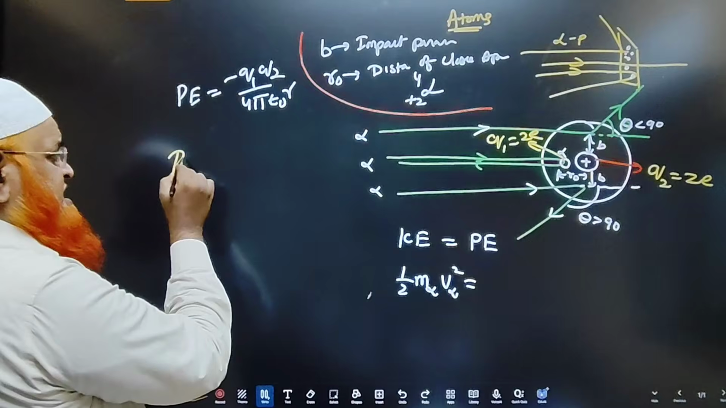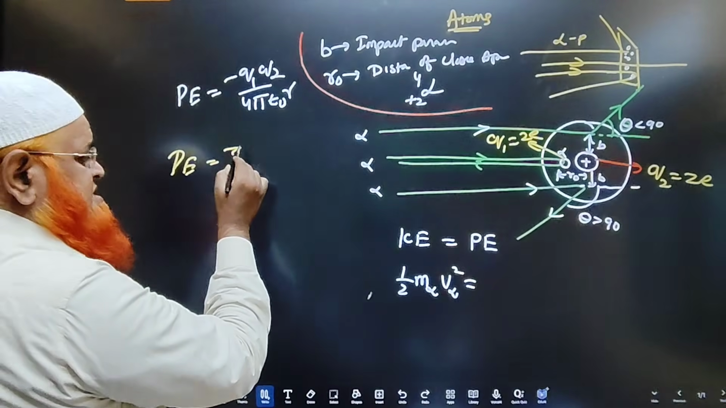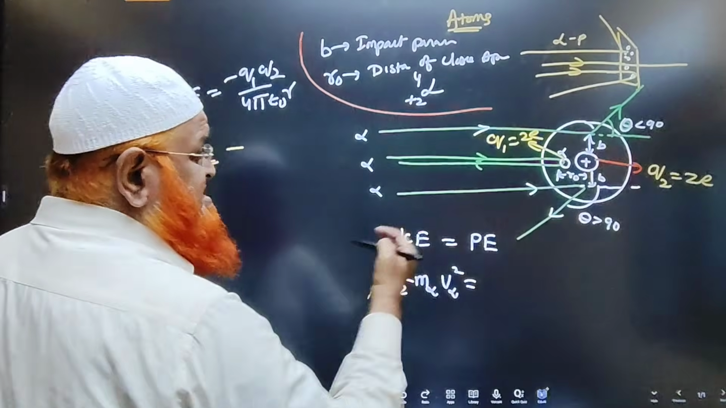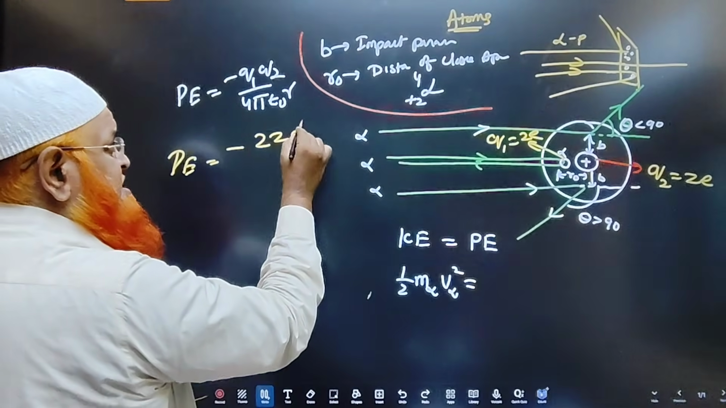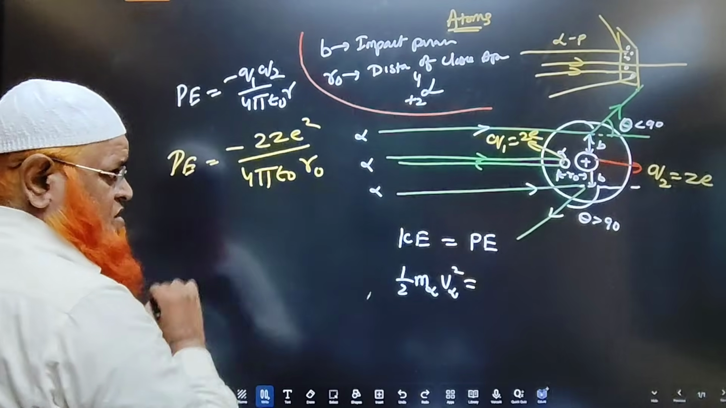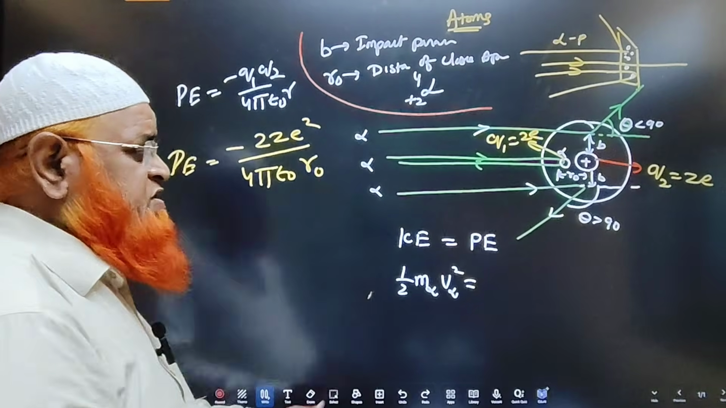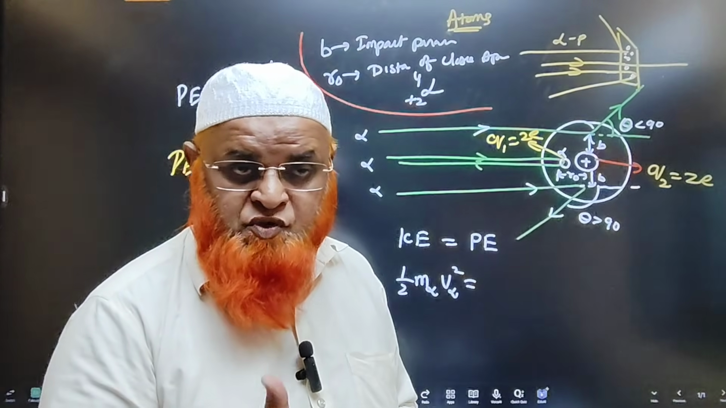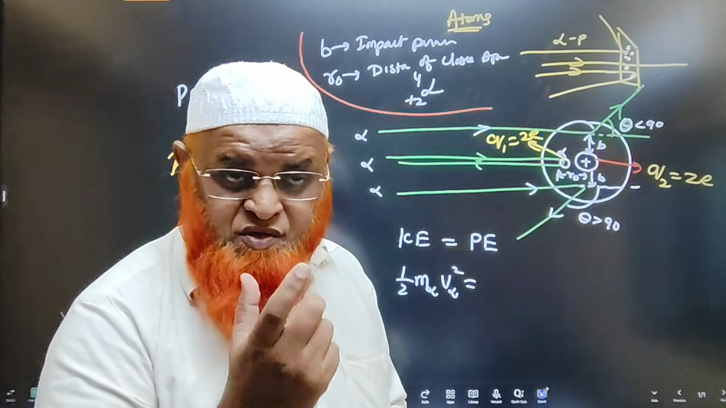Understood? So what is the potential energy in this case now? Minus Q1 means 2e, Q2 means Ze. So minus 2Ze square by 4 pi epsilon naught into r naught. R is replaced with r naught because r naught is the distance between the alpha and the nucleus, which is called the distance of closest approach.